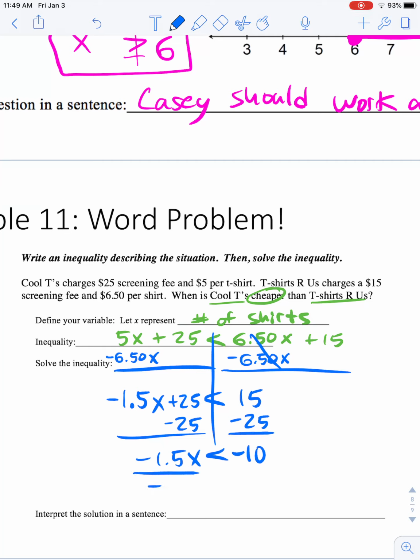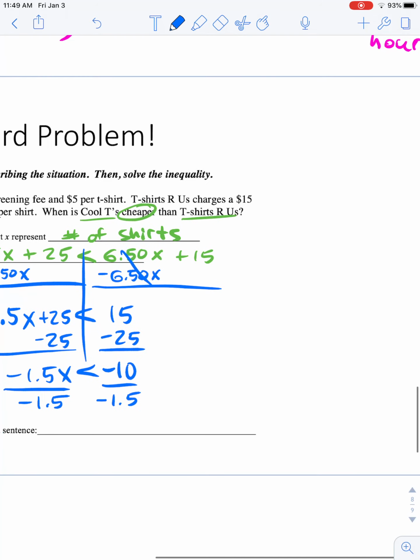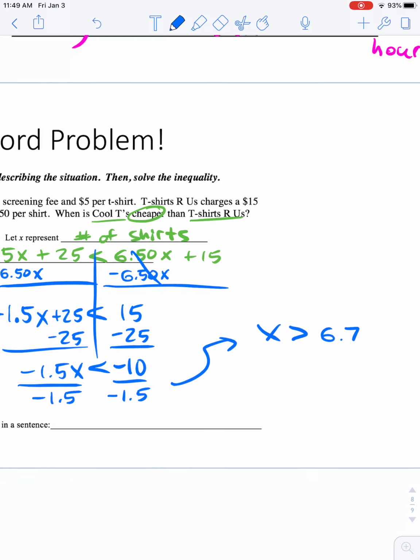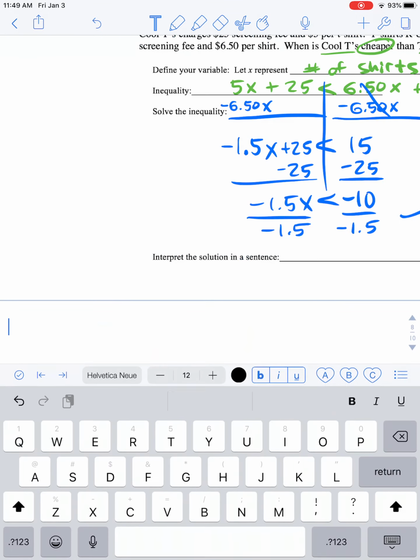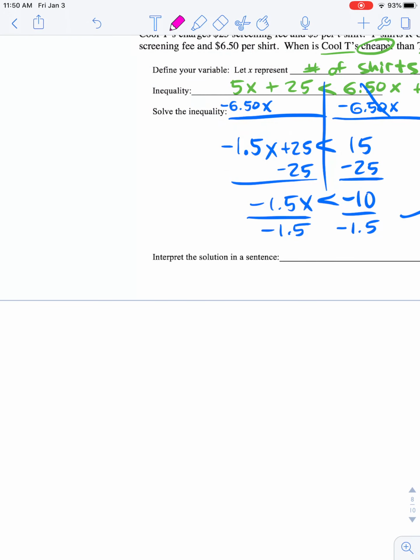And then I'm going to divide both sides by a negative. If you divide by a negative, that means you have to flip the inequality. So this is going to become x is greater than negative 10 divided by negative 1.5, which my calculator tells me is 6.7. So x, the number of shirts, has to be more than 6.7. Well, you can't really sell 6 2/3 of a shirt. So in reality, we need to sell 7 or more shirts. We could word it that way if we want.